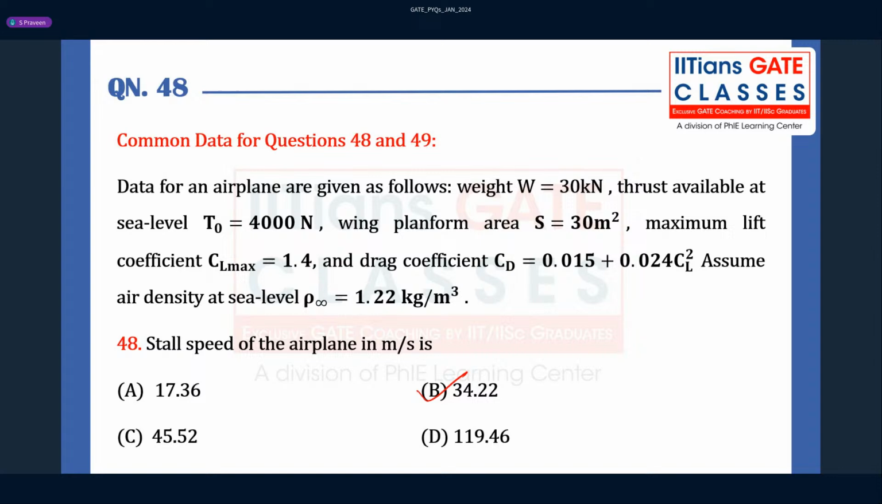Understood, guys? Pretty simple again, isn't it? Direct formula substitution. That's what GATE tests you: how effectively you know the formula and how you apply the concepts at relevant places, right? So let's go to the next question. We still have three more questions.